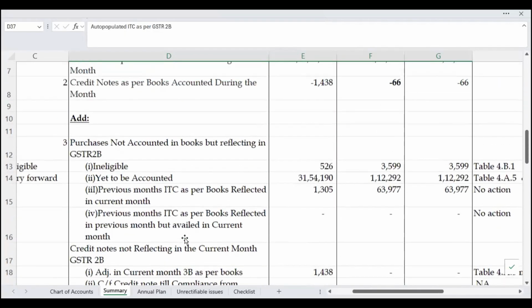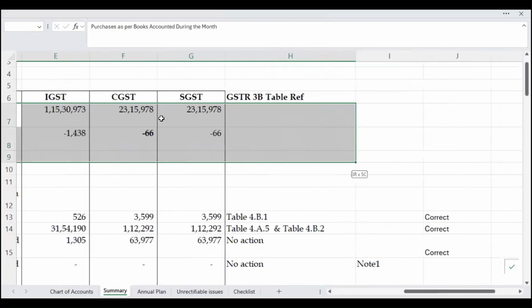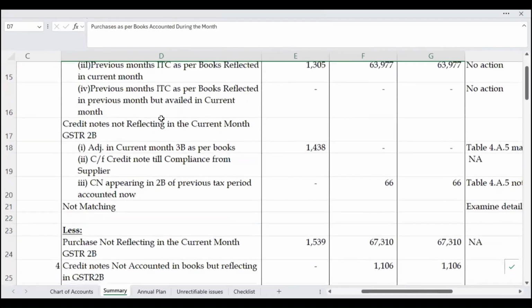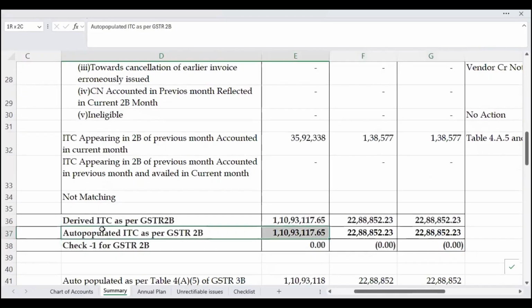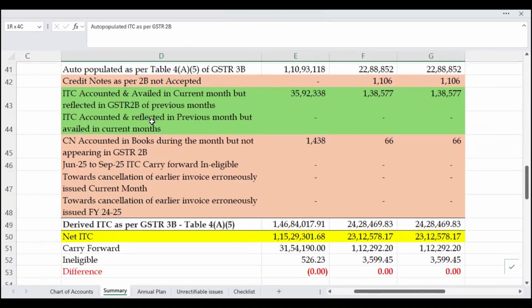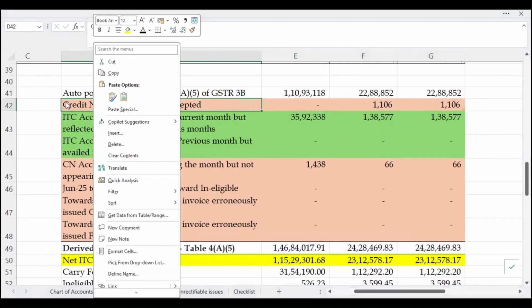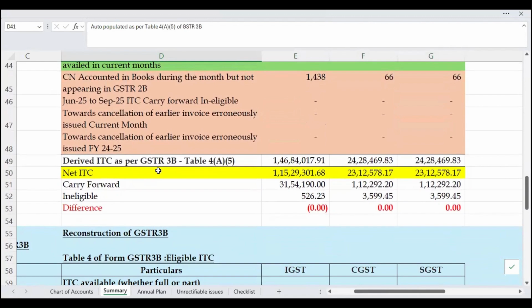Look here. From books, this is my starting point. So what have I accounted as per books? This is where I travel to GSTR 2B. So as per GSTR 2B, what is the credit available? Now, this is one level of reconciliation. Based on this, I'm building GSTR 3B: the auto-populated amount in GSTR 3B vis-a-vis the derived ITC for GSTR 3B.